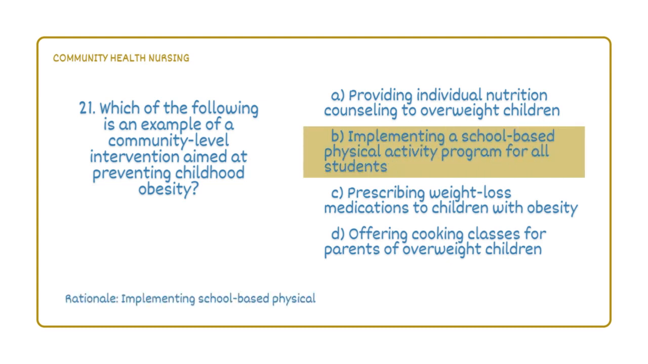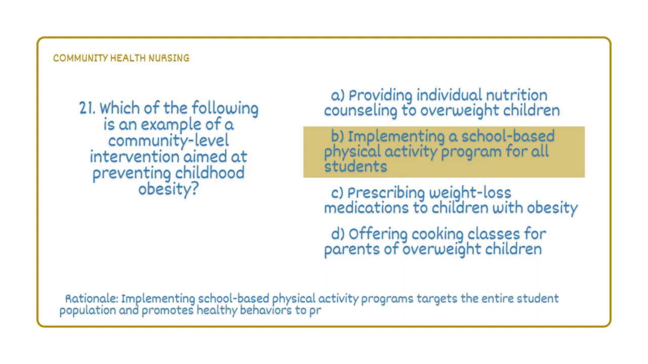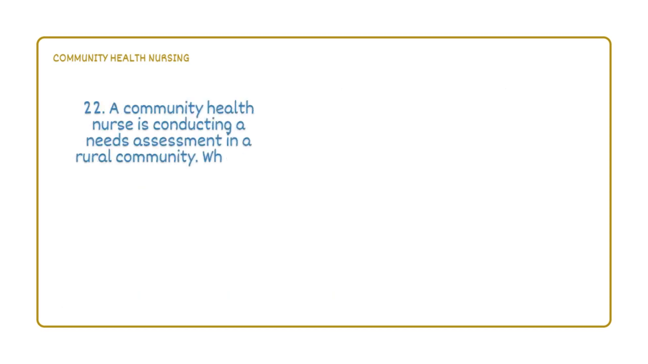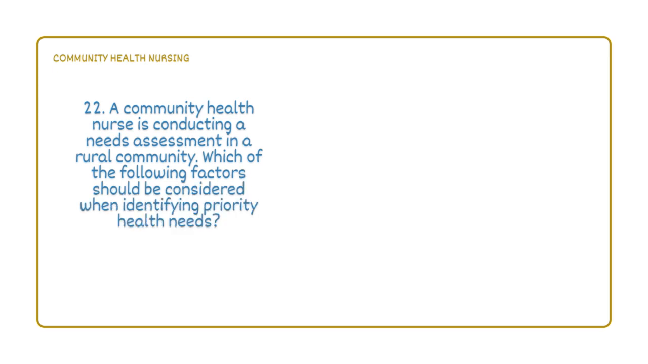Rationale: implementing school-based physical activity programs targets the entire student population and promotes healthy behaviors to prevent childhood obesity. 22. A community health nurse is conducting a needs assessment in a rural community. Which of the following factors should be considered when identifying priority health needs?